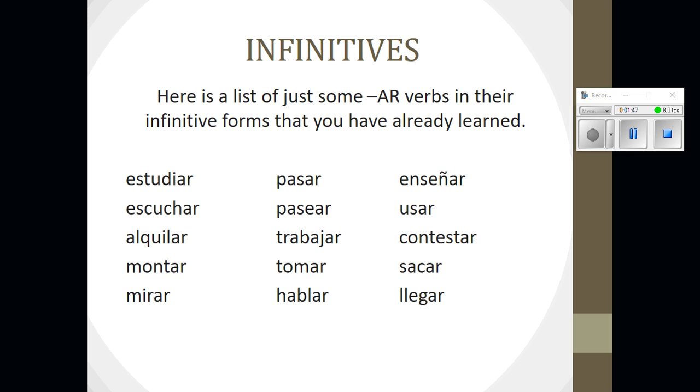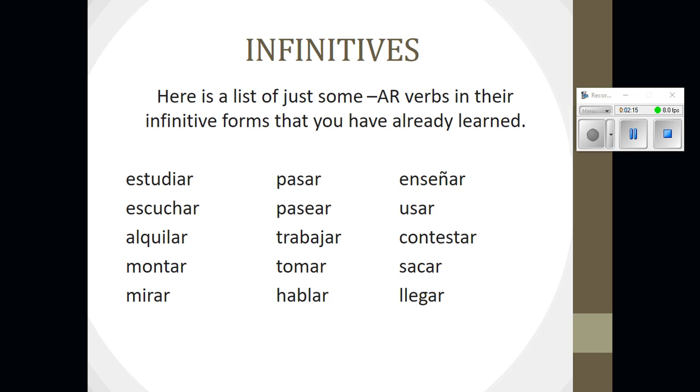Okay, estudiar means to study. Escuchar is to listen. Alquilar is to rent. Montar is to ride. Mirar is to look at or to watch. Pasar is to pass or spend. Pasear is to walk or take a walk. Trabajar is to work. Tomar is to take, or remember in Latin America, it can also mean to drink.